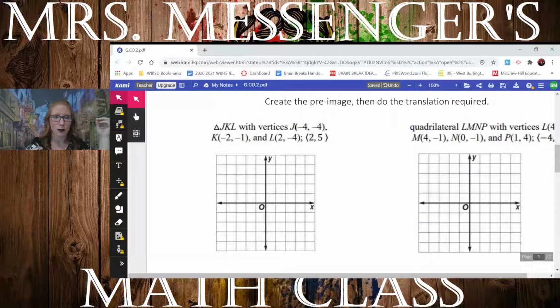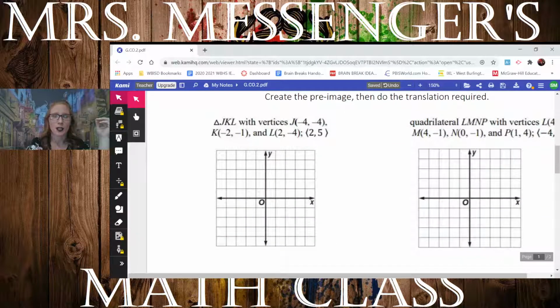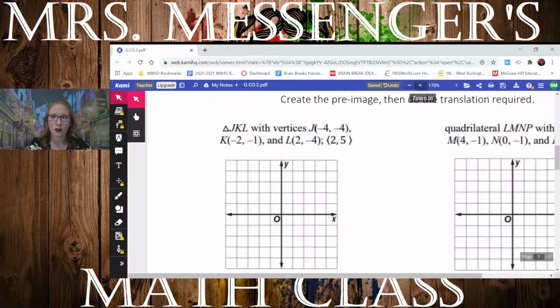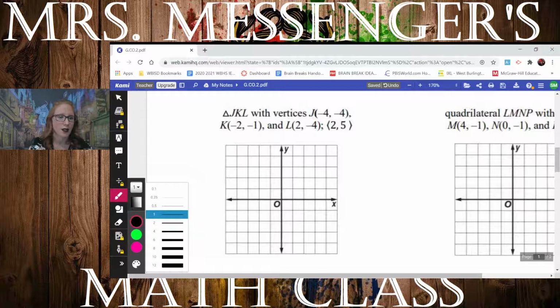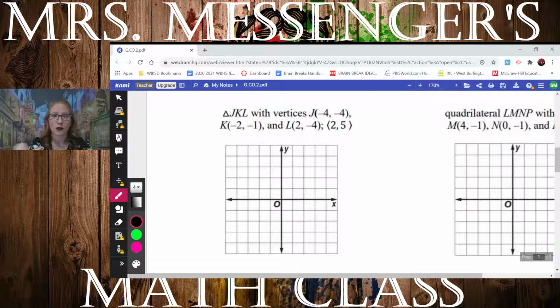So what we're going to do is create the pre-image and then do the translation that is required. First things first, I'm going to make my dots a little bit bigger and plot these coordinates. So -4, -4. 1, 2, 3, 4. 1, 2, 3, 4. So I have my first vertex there, and I'll go back with a thinner marker and write which each one is. And then I have -2, -1, and then I have 2, -4.